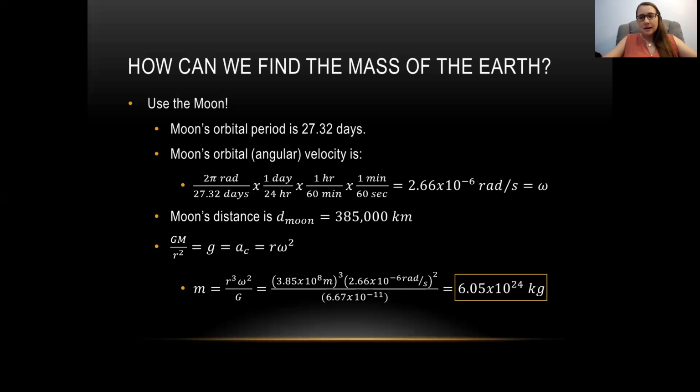Now, again, this number is slightly different than the one that we were using yesterday. We were using 5.97 times 10 to the 24 kilograms. But remember, this is assuming that the moon has a perfectly circular orbit, which it doesn't. Most orbits are not perfectly circular, right? Kepler discovered that the orbits of planets are elliptical, and that solved a lot of problems. So we get an approximate mass of the Earth to be about 6 times 10 to the 24 kilograms.